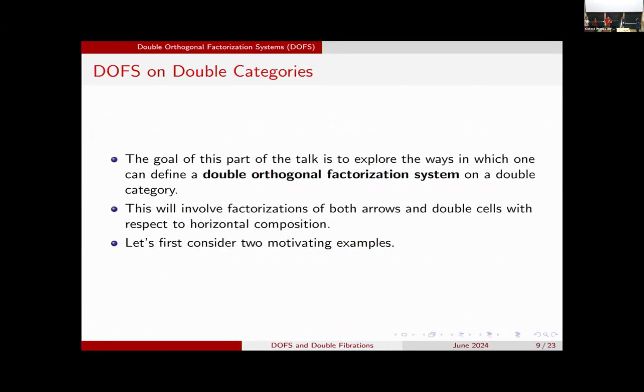Okay, so our main goal during the last week was to explore ways to define double orthogonal factorization systems on double categories. And we also want those factorization systems to behave well with respect to the vertical composition. So we want to start with two motivating examples.